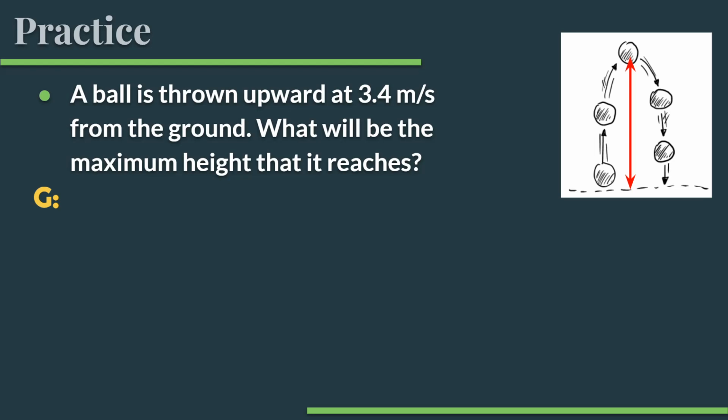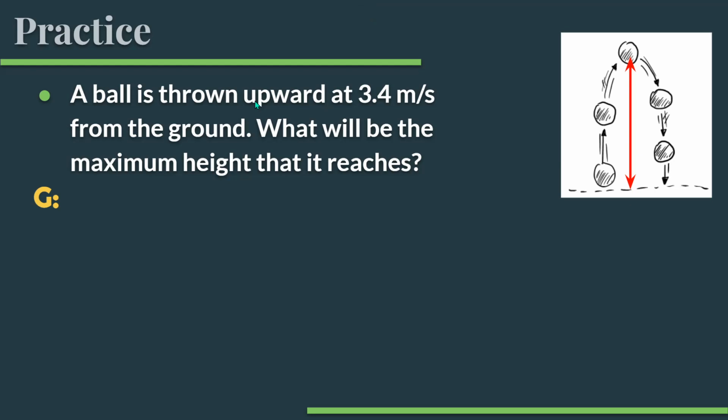All right, it says a ball is thrown upward at 3.4 meters per second from the ground. What will be the maximum height that it reaches? And you can sketch a picture like this. We're assuming it's thrown directly straight up and down. It's just really hard to draw that, so I kind of stretched it out this way, but we're going to say it's straight up and then straight back down again. And we're looking for the maximum height, which you can see I've labeled here with this red arrow.